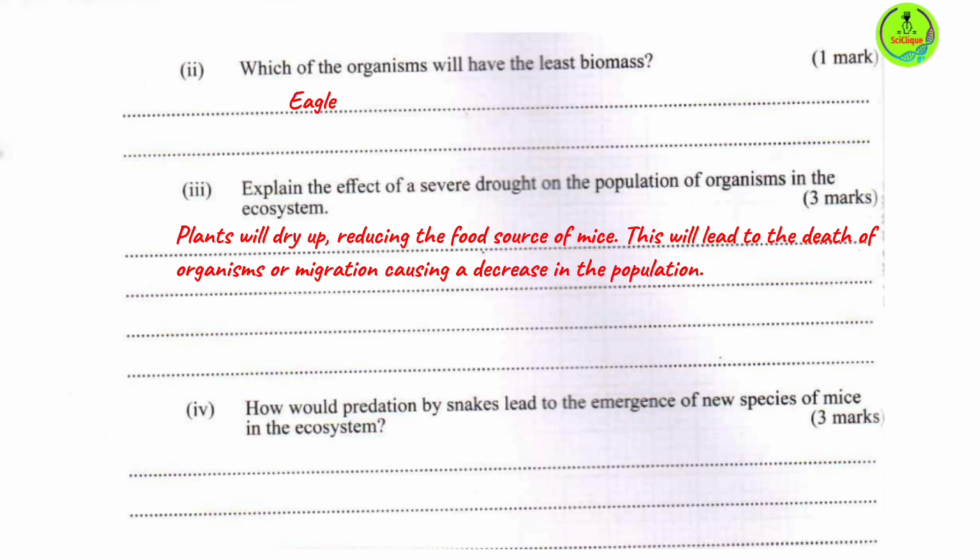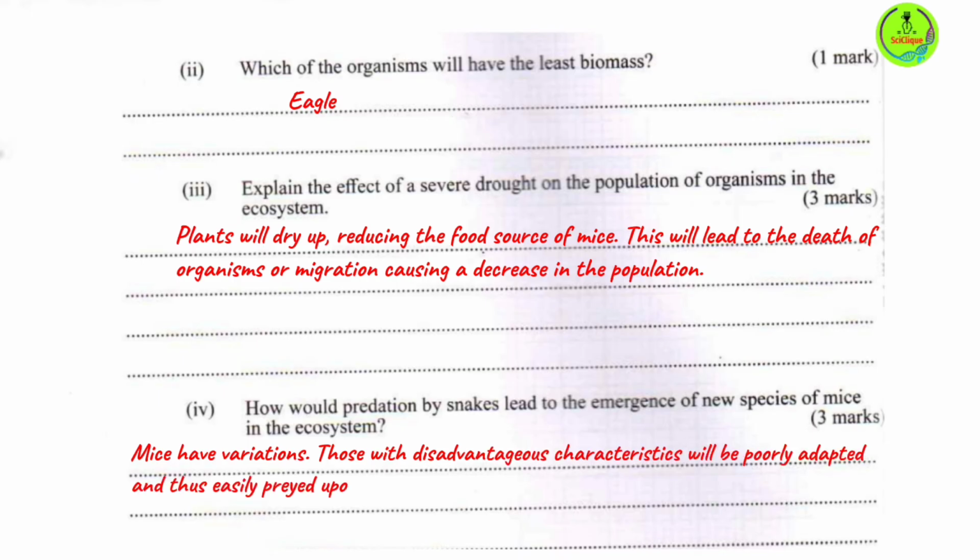Roman 4. How would predation by snakes lead to the emergence of new species of mice in the ecosystem? Okay, let's start with the mice. By the way, this question is simply about natural selection. So mice have variations. These are the differences that are present within this species.